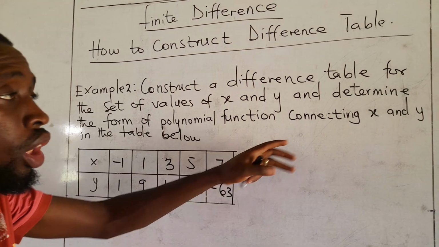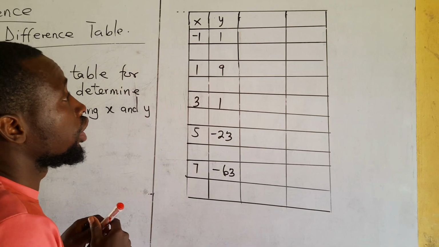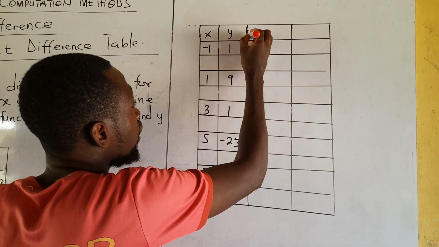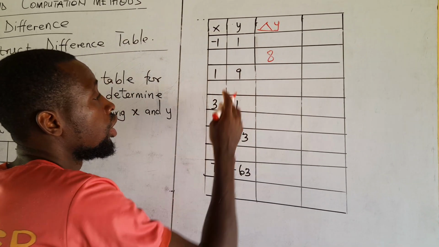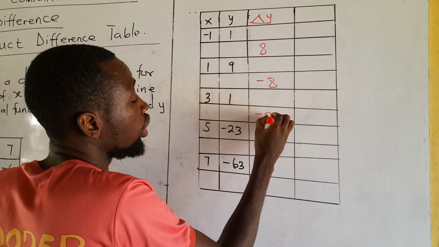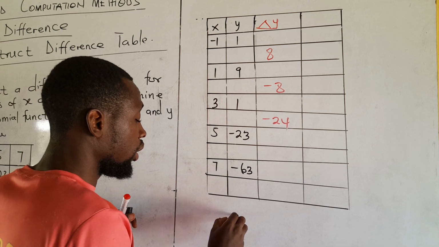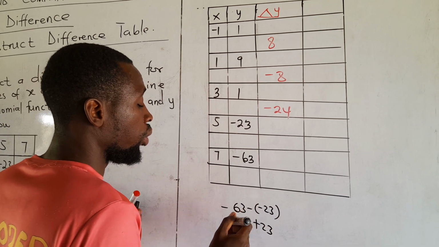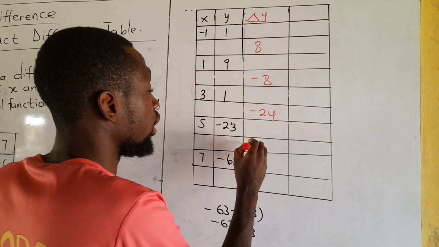So how do we do that? We draw a table of this nature, as we did for the first example, leaving space to write the differences. We find only the difference between the y values. The first difference, known as delta y, will be 9 minus 1, which is 8. Then 1 minus 9 will be -8. Then -23 minus 1, that will be -24. Then -63 minus -23, that's -63 plus 23, and that will be -40. So we write -40 here.